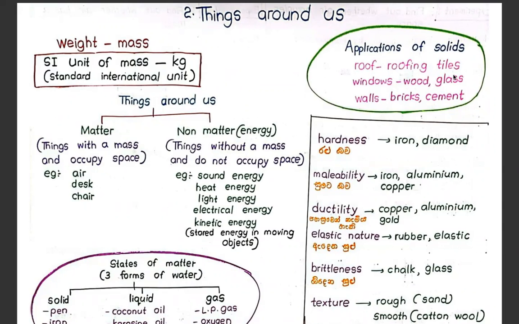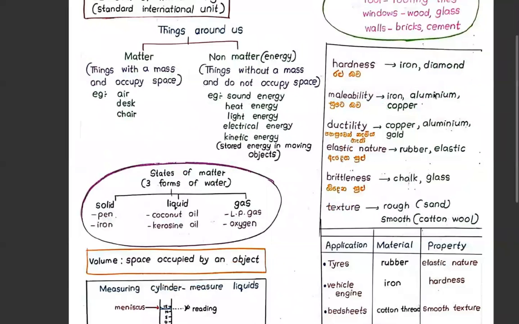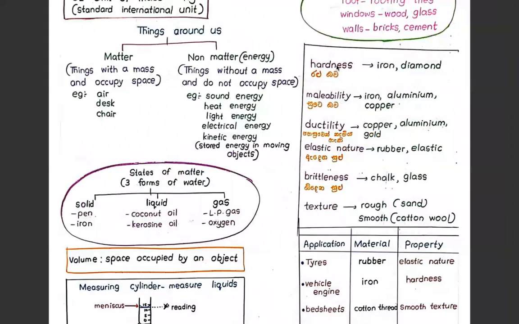We can make windows using wood and glass. Bricks and cement are all solids. What can we make using these? Walls. We can make walls using bricks and cement. So these things are in solid state. Okay, now let's have a look at some characteristics.